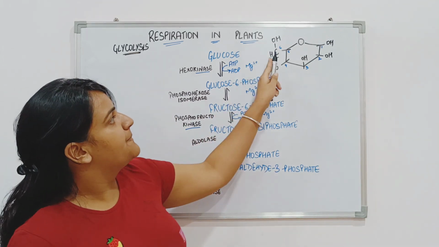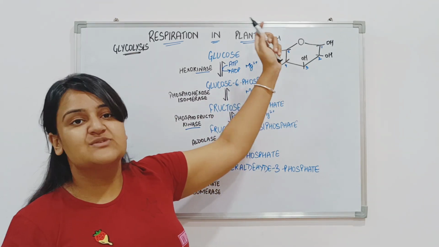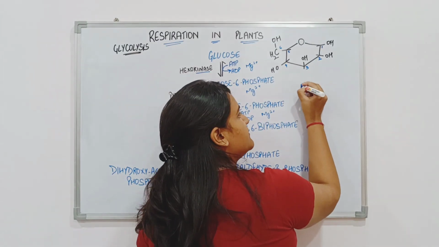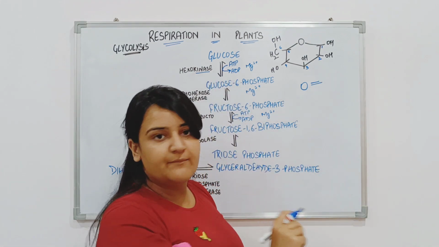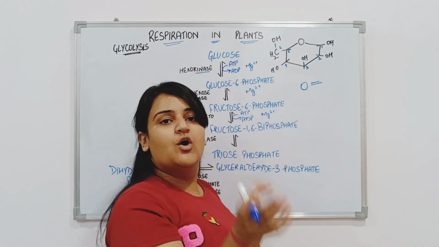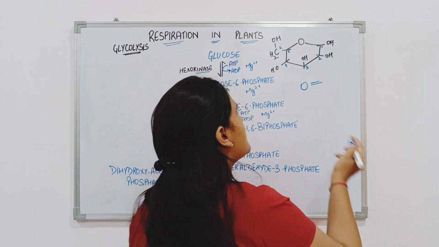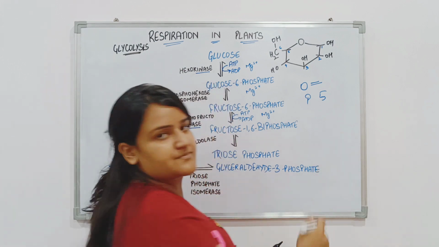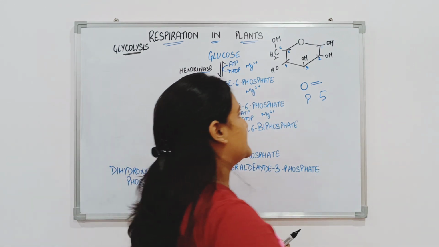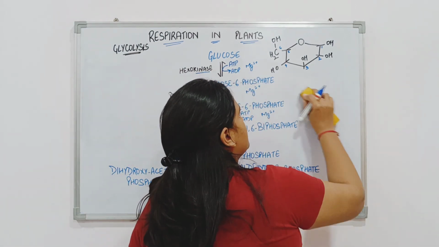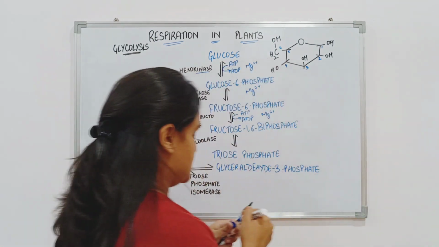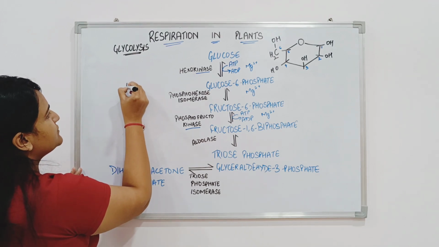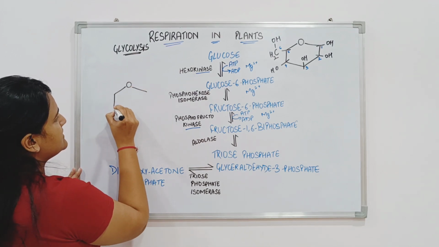On the sixth carbon, this O is there. With the O, this phosphate group will be attached. Oxygen always has double bonds, either with one molecule or with two compounds, and phosphate has 5 bonds. Okay, so we have to keep this in mind when we are drawing the structures. So this is the glucose. Now glucose 6-phosphate will be this.